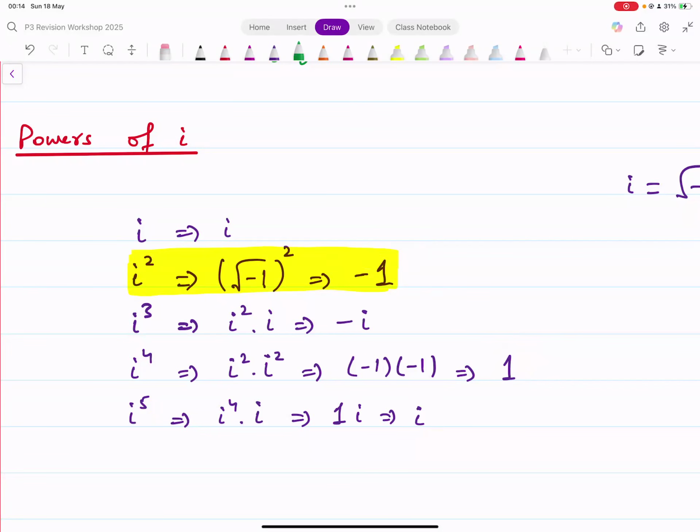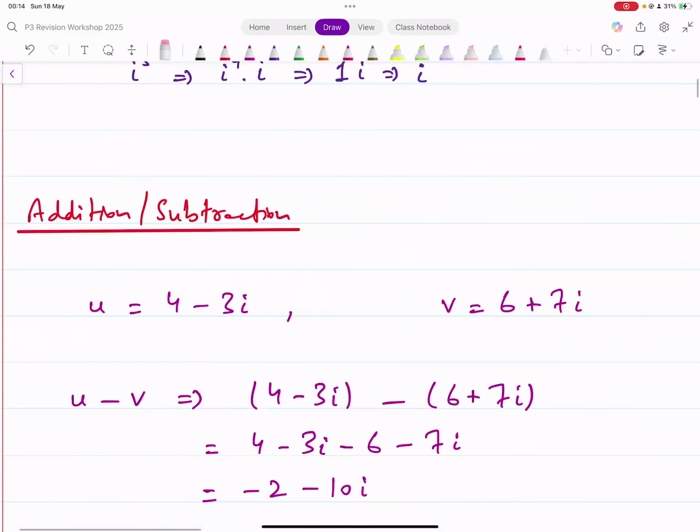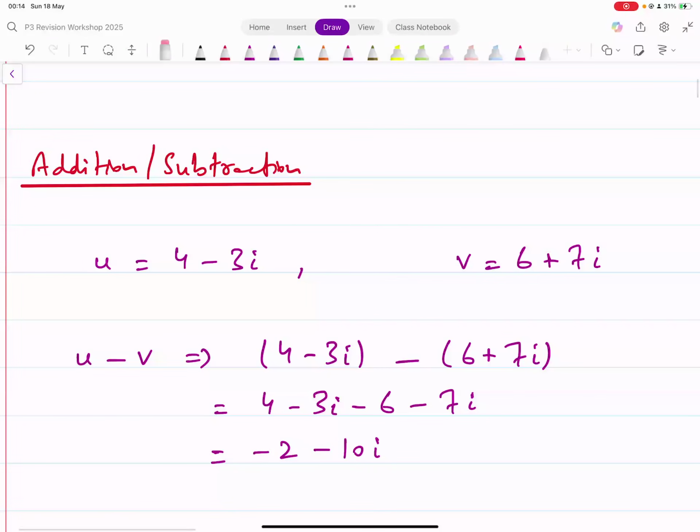So you see, odd powers of iota are imaginary, even powers of iota are real numbers. So this is real, this is real. Okay. Now you need to be able to add and subtract complex numbers.